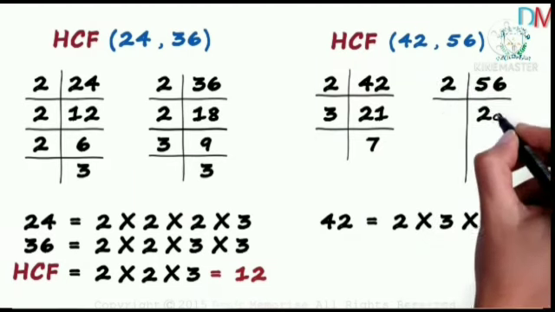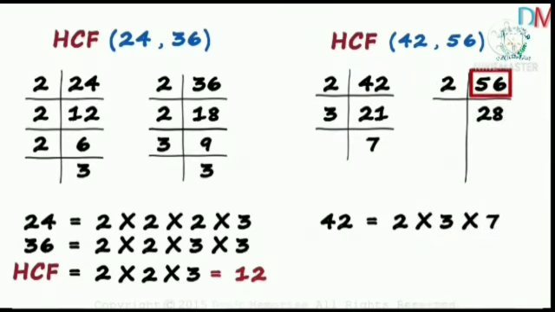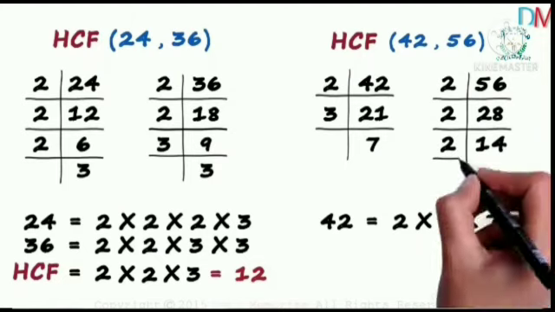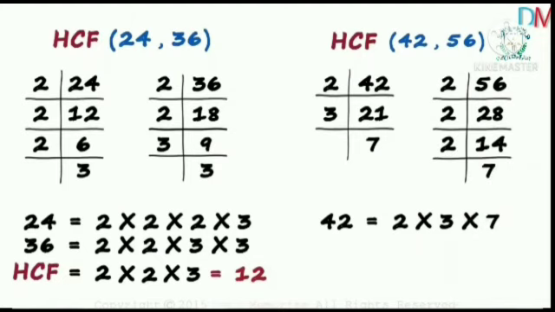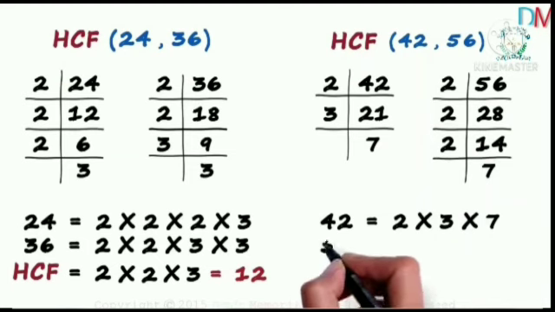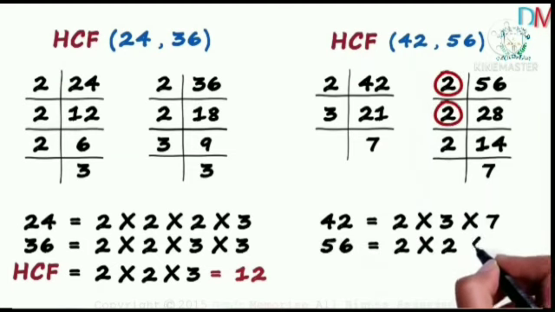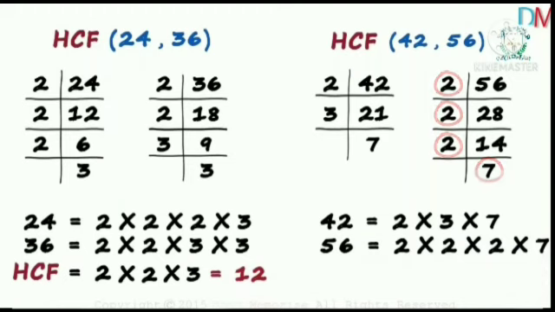56 is divisible by 2. 2 times 28 is 56. 2 times 14 is 28. 2 times 7 is 14. So the prime factorization of 56 is 2 into 2 into 2 into 7.